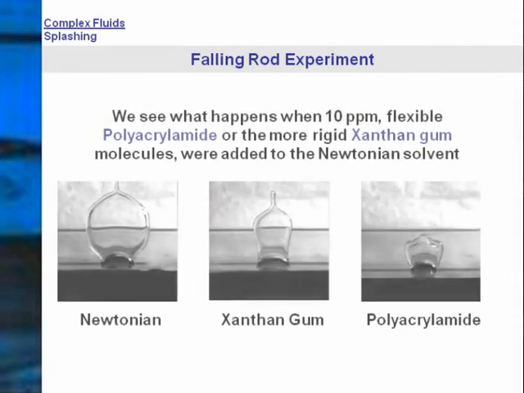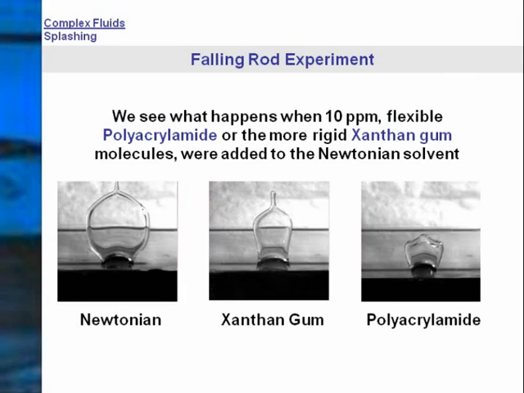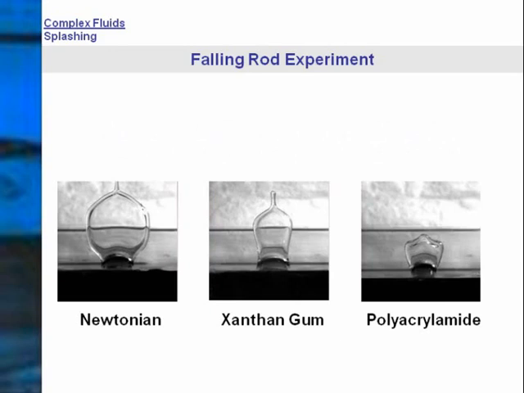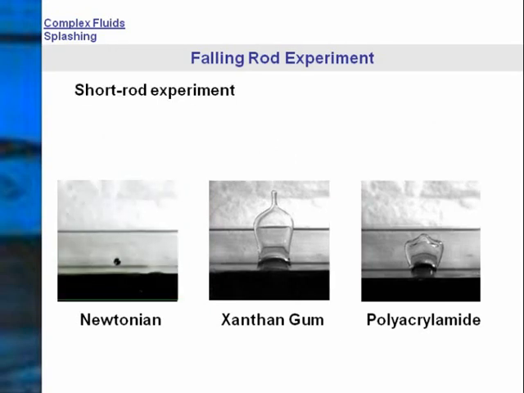We see what happens when 10 parts per million of the flexible polyacrylamide molecule and also 10 parts per million of the more rigid xanthan gum molecule were added to the Newtonian solvent in the short rod experiment. The changes are clear to see and are more prominent in the case of the polyacrylamide solution.